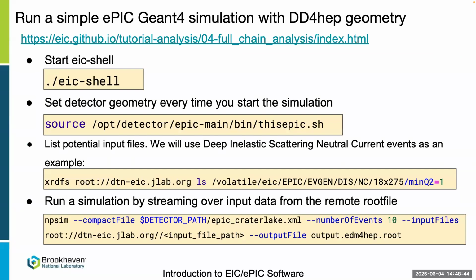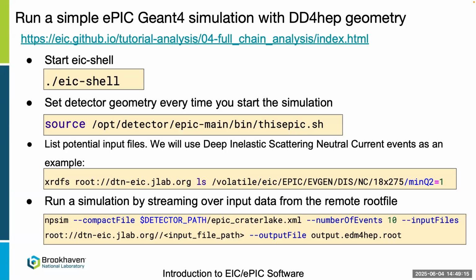So basically, day one, we spent learning how to set up the EIC shell container environment on everyone's personal machine. It worked to varying degrees of success, but in the end, I think almost everyone has their local installation of EIC shell. You were able to load the pre-built detector geometry that was in our container using that command, source of detector epic main, then this epic.sh.